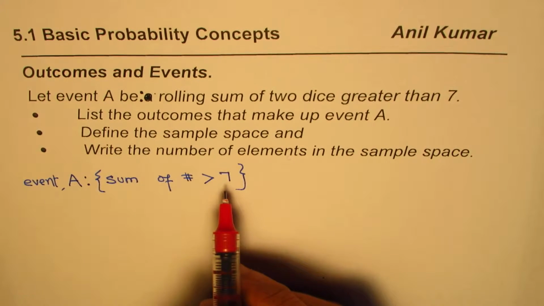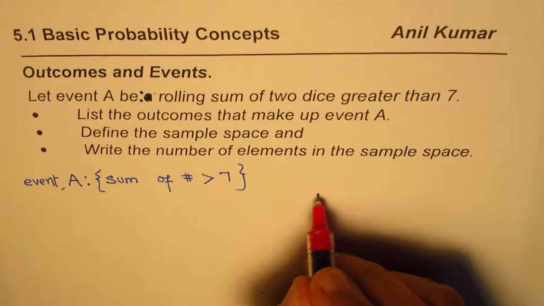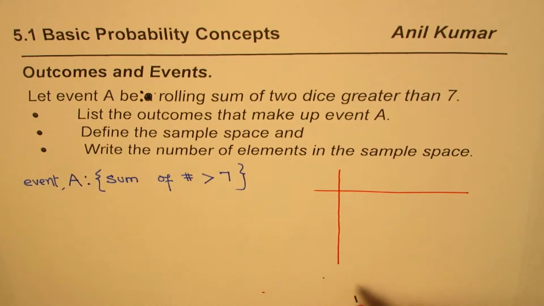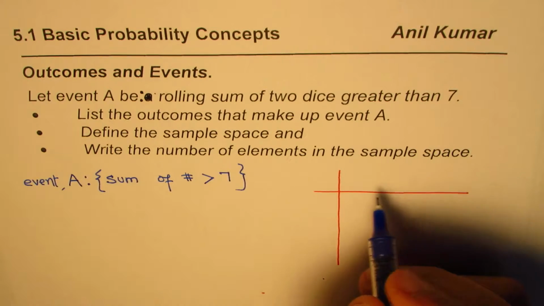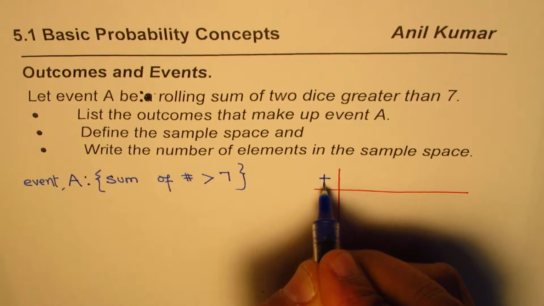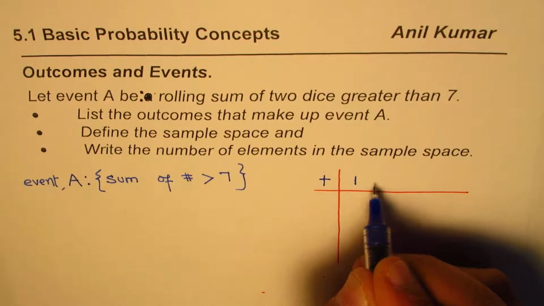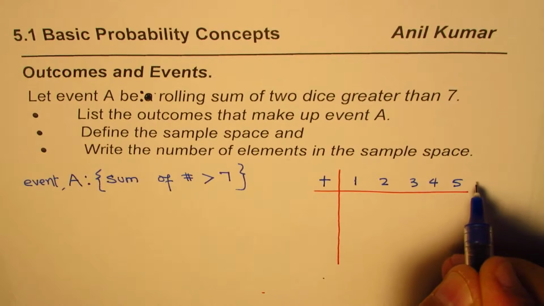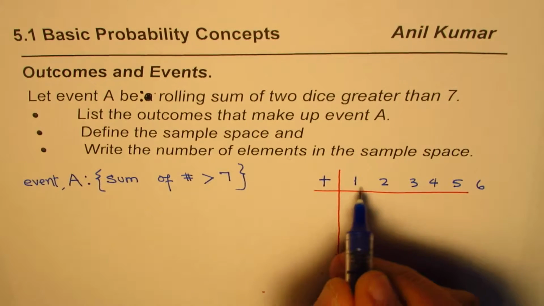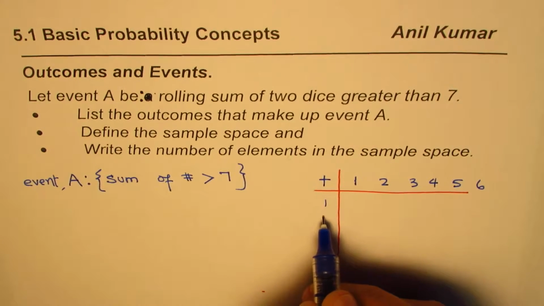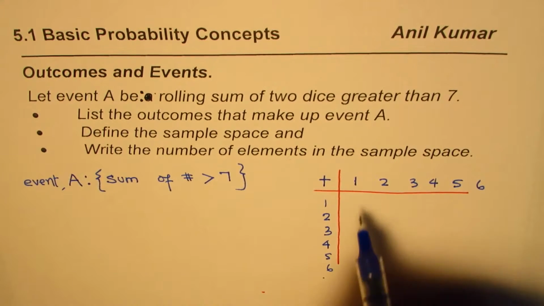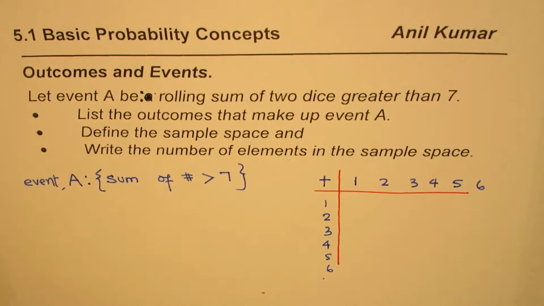Now in this, what are the outcomes? When we roll two dice, we can get numbers from 1 to 6. So what we can do here is list all the possible combinations of sum. We are rolling two dice and we'll add the numbers. The numbers could be 1, 2, 3, 4, 5 or 6, correct? That is for one die. For the other die, it could also be 1, 2, 3, 4, 5 and 6. When we add these numbers, what do we get?